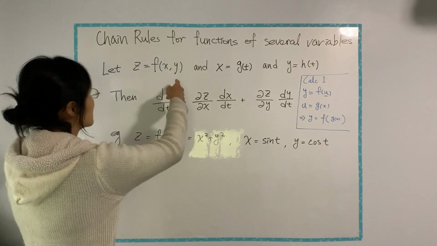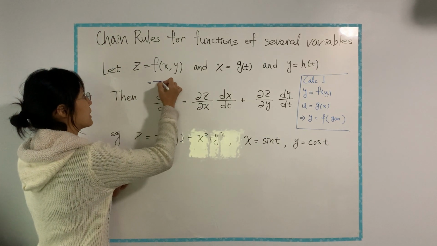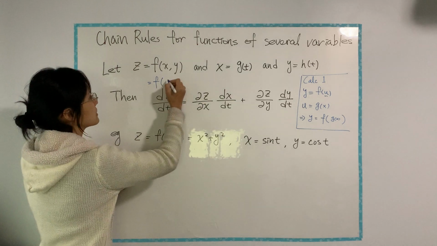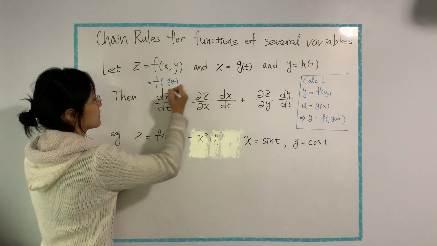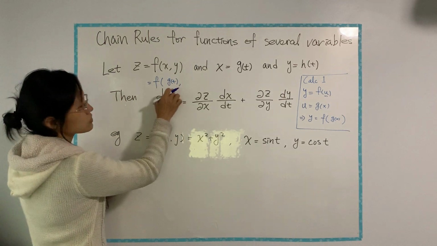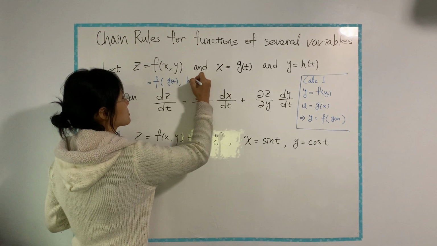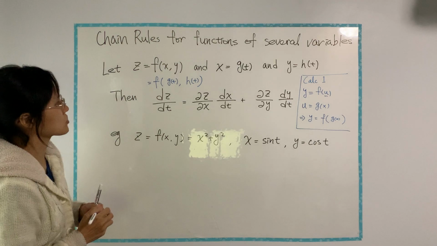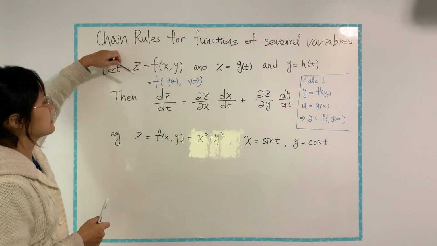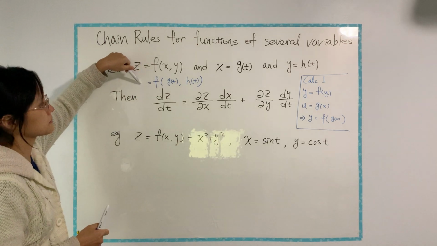Right. So in here, z is f of x, y. X is g of t. So you are seeing a function composite another function, and y is also a function of that same variable. So here you see the composite function in the case of multivariable.